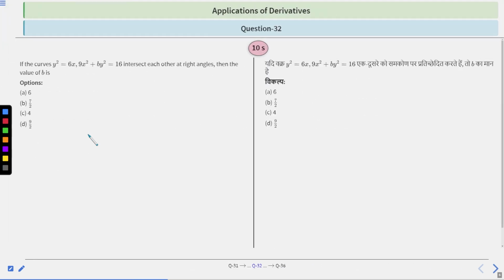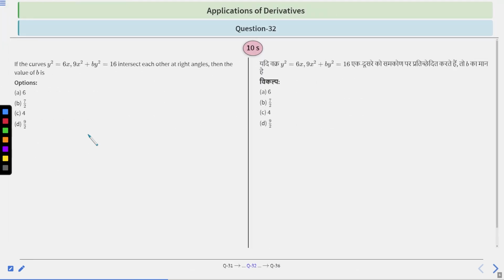Okay. So, let's move to the next question, question number 32, which says if the curves y square is equal to 6x and 9x square plus b y square is equal to 16 intersect each other at right angle, then find the value of b. So again, the hint of this question is C. First, we can find the point of intersection by solving both equations simultaneously, since one variable b is also there.